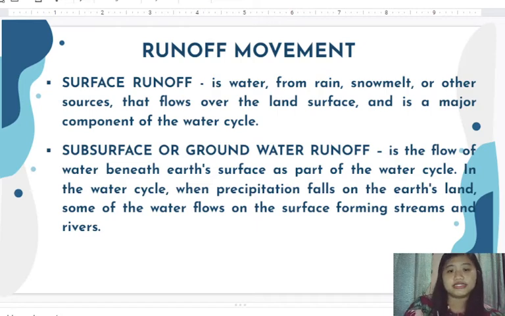And next is the subsurface. Subsurface flow is the flow of water beneath Earth's surface as part of the water cycle. In the water cycle, when precipitation falls on the Earth's land, some of the water flows on the surface, forming streams and rivers.